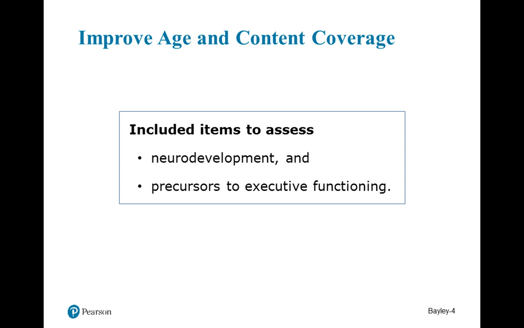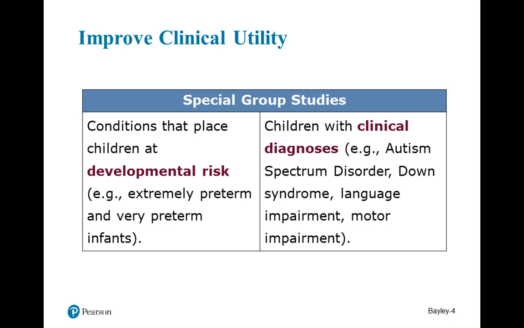So as with all product revisions, improving clinical utility is always going to be a revision goal. In order to do that, it's important to test and collect data from those populations who are determined to be at developmental risk. And in this case, we collected samples from extremely preterm and very preterm, and also those that have a clinical diagnosis, such as autism spectrum disorder, Down syndrome, language impairment, and motor impairments.